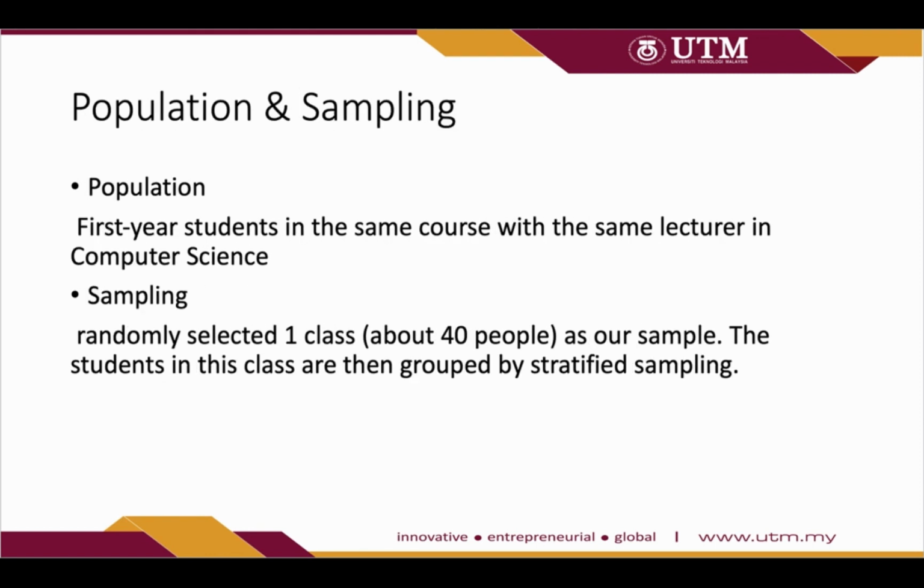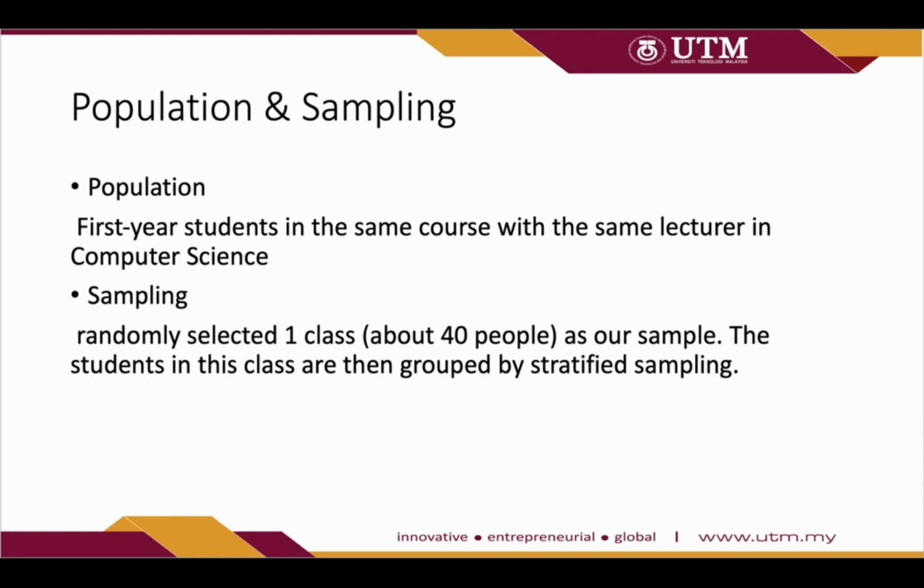Next is population and sampling, because most difficulties start at the beginning. So the population is the first-year students in the same course with the same lecturer in computer science. Typically, an undergraduate computer science major has more than 100 students who are usually divided into 2 or 3 classes. Therefore, the sampling is one class. We randomly select one class, about 40 people, as our sample.